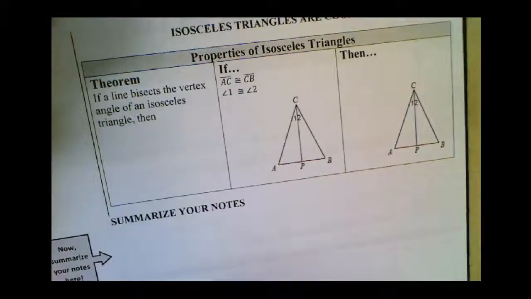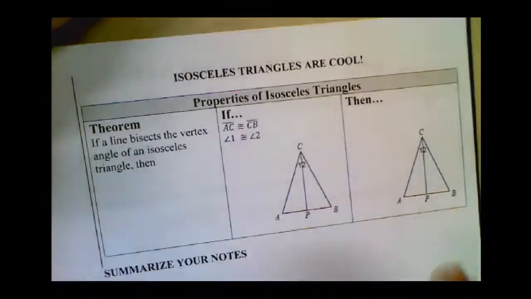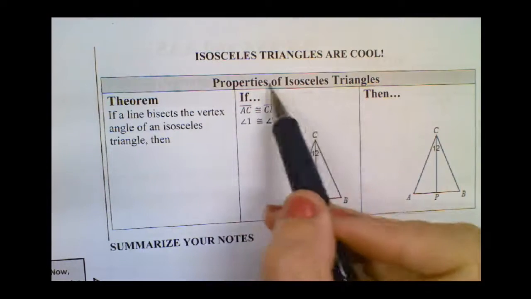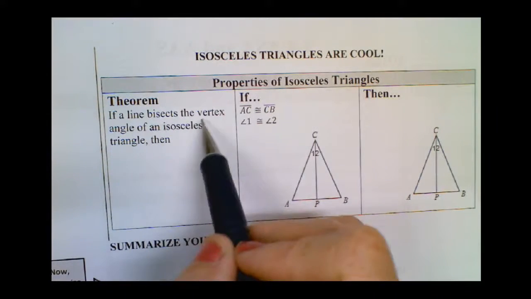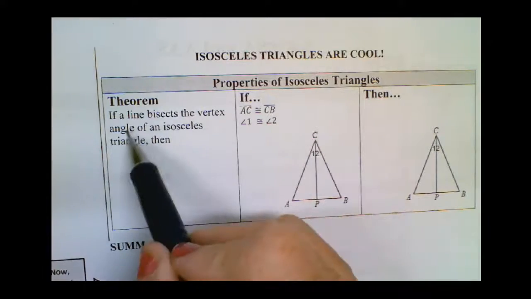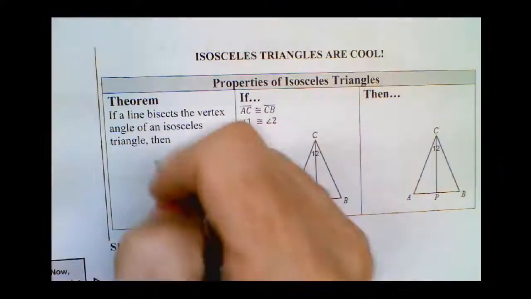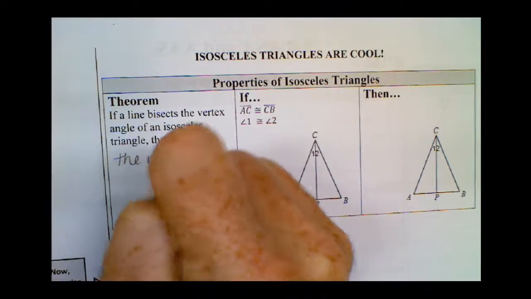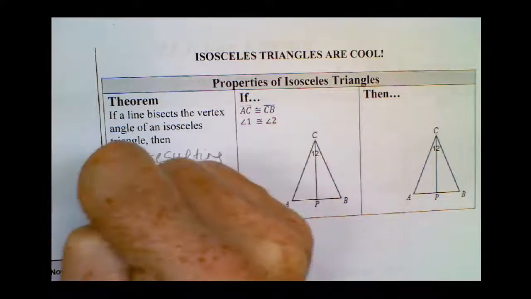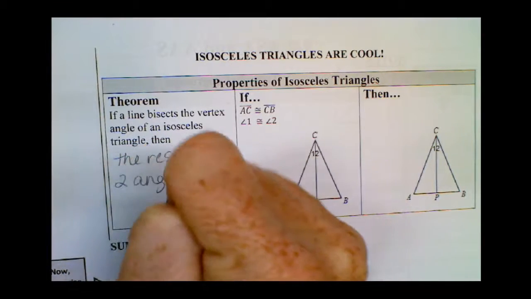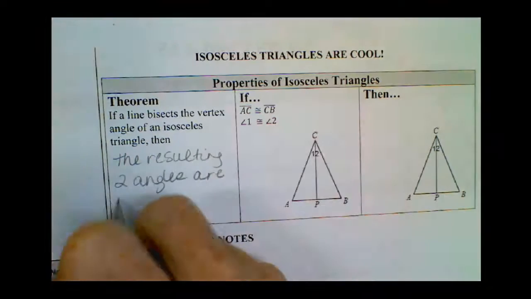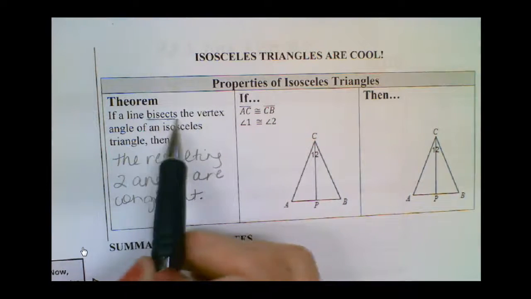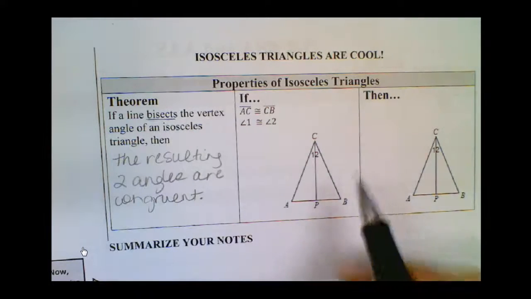So let's just say a couple more things about isosceles triangles, and then we will be done with this whole section. Okay? So let's talk about those properties of isosceles triangles. So one is if a line bisects the vertex angle of an isosceles triangle, then the resulting two angles are congruent. And think about why that is. That's a definition of something that bisects something else. It cuts it directly in half.